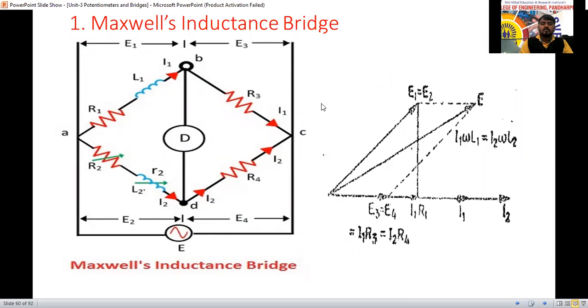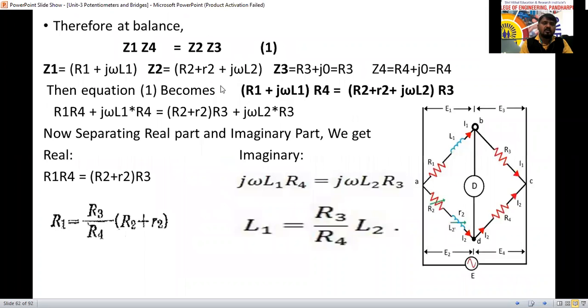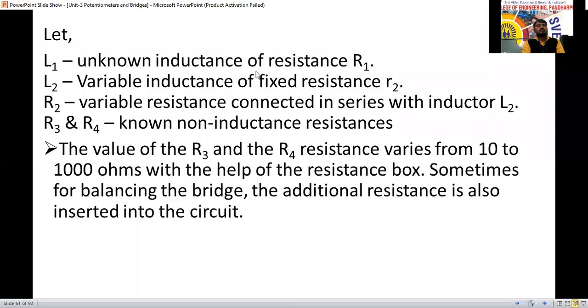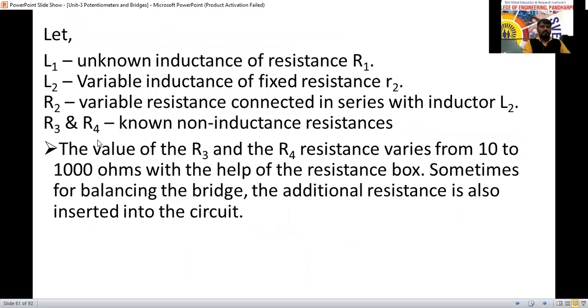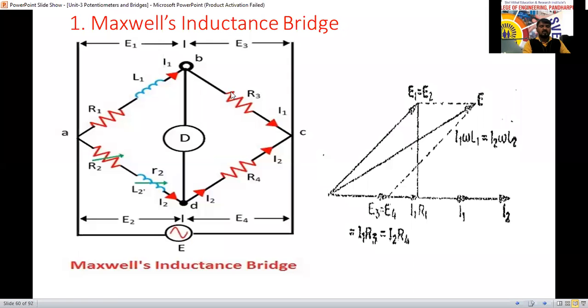Next, here let L1 be the unknown inductance with resistance R1. L2 is the variable inductance with fixed resistance R2. See, this L1 we are considering as the unknown inductance, and this L2 is the variable inductance with this R2 resistance. R2 is a variable resistance connected in series with inductor L2. R3 and R4 are the known non-inductive resistances. Is there any inductive part in these resistances, branches 3 and 4?